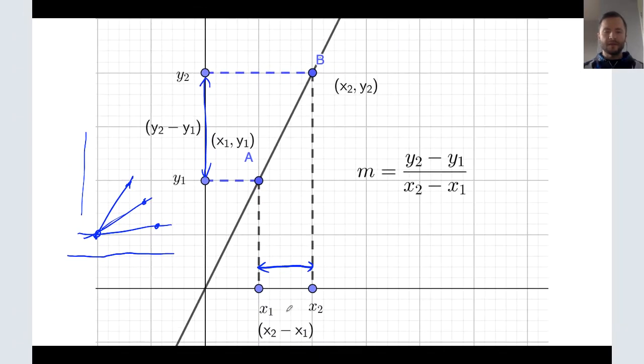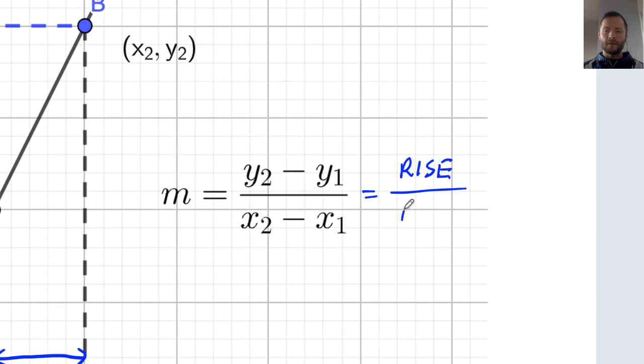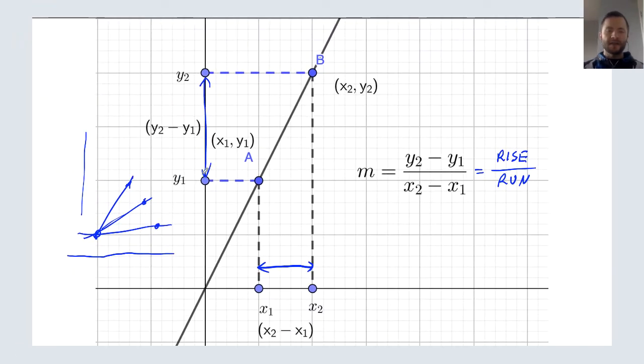To find the horizontal distance, we subtract the 2 horizontal coordinates, the 2 x coordinates. To find the vertical distance, we subtract the 2 y coordinates. And in order to find the slope, I'm going to divide the vertical distance over the horizontal distance. Or in other words, you can remember this as rise over run of the line. What the slope tells me is by how much the vertical distance changes for each unit change of horizontal distance. Essentially that's what the slope is. It tells you how fast the function increases.